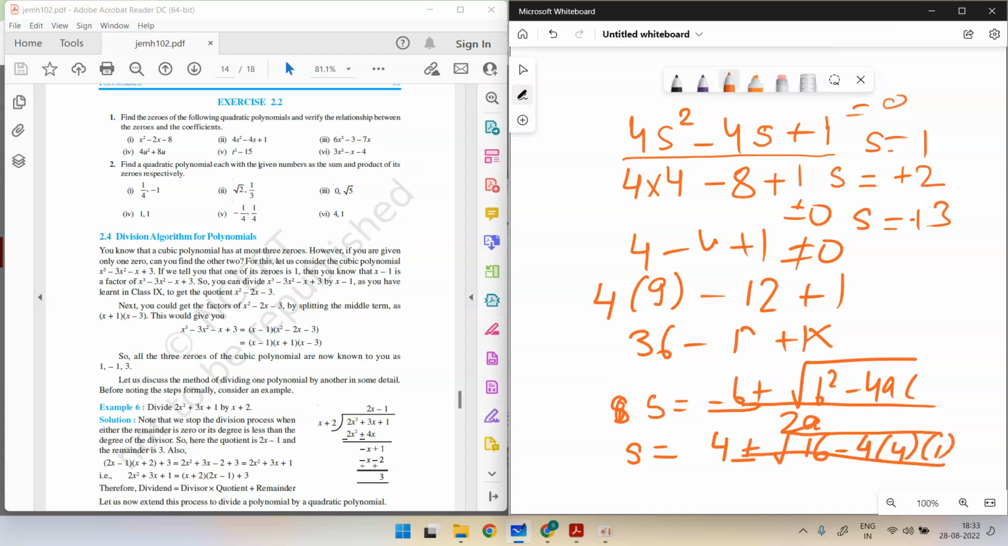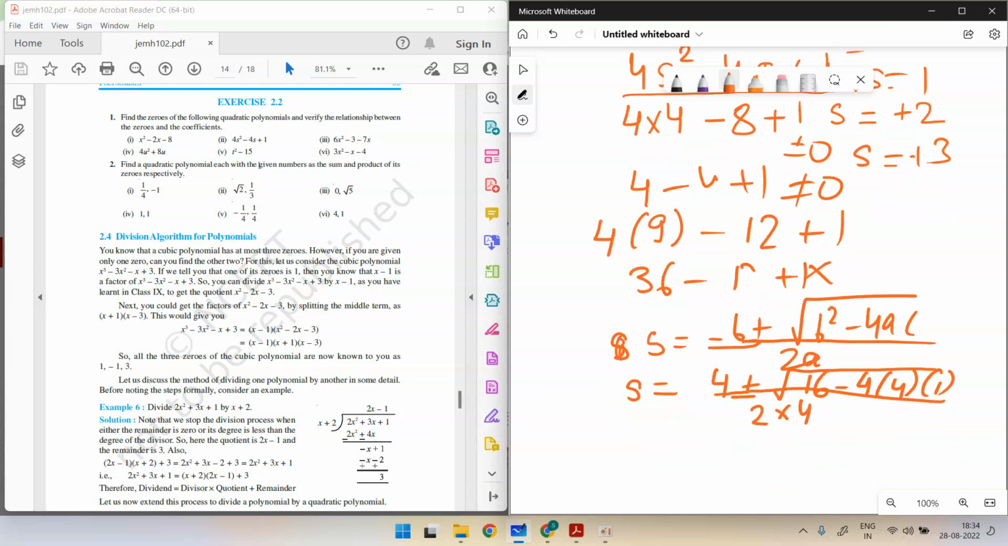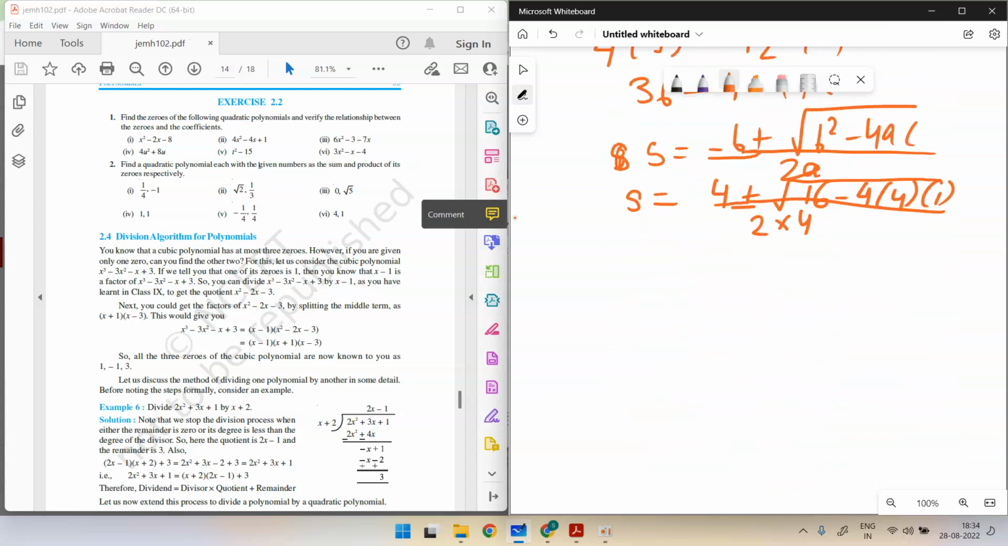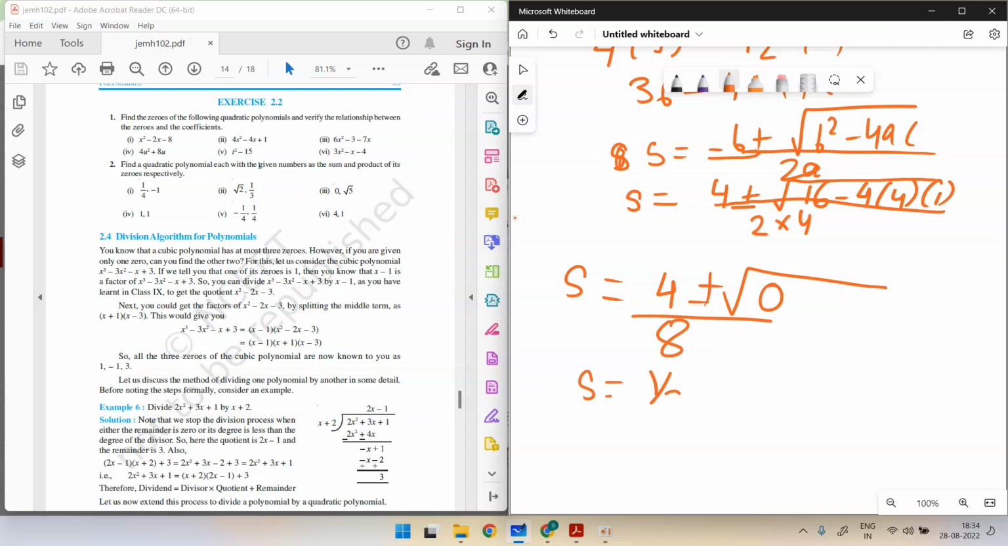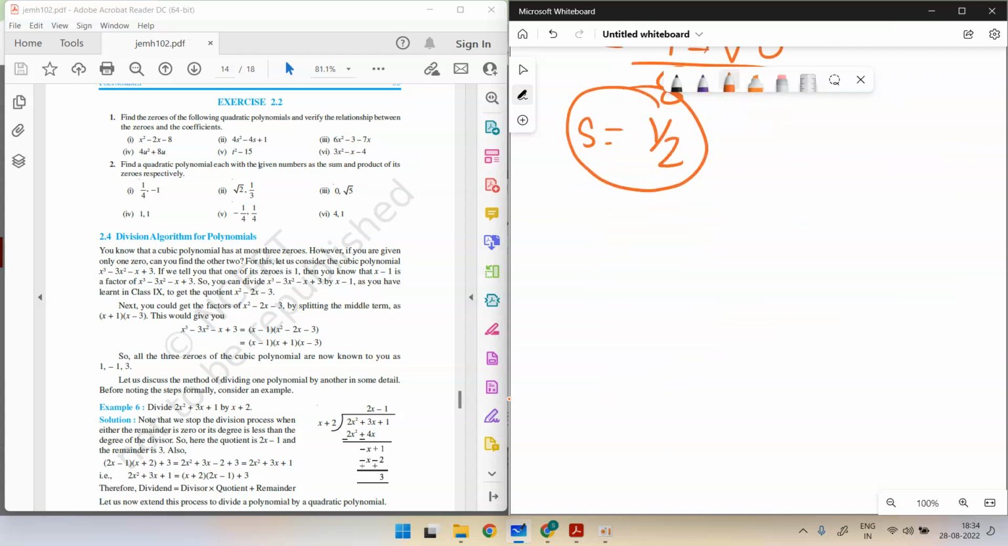by 2 into a. What is a? 4. So x equals 4 plus or minus under root 16 minus 16, which is 0, by 8. That is x equals half, which implies that both the roots are half.